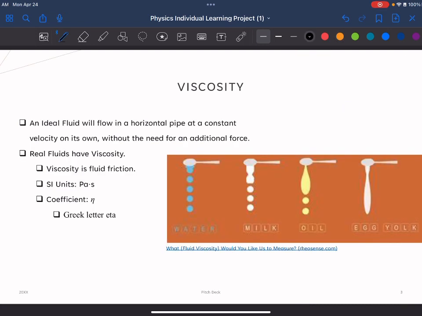So an ideal fluid will flow through a horizontal pipe without an additional force, whereas real fluids have viscosity. So viscosity is fluid friction, which goes against the movement of our fluid. The SI unit is pascal-seconds, and the coefficient is the Greek letter eta, which looks like the N.